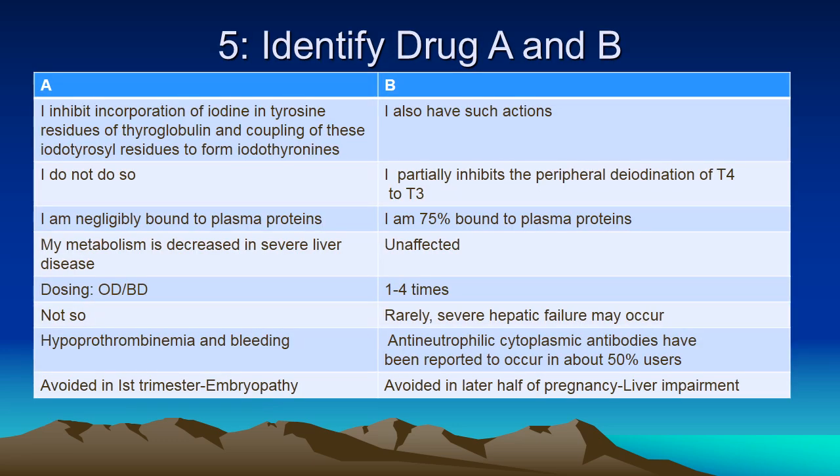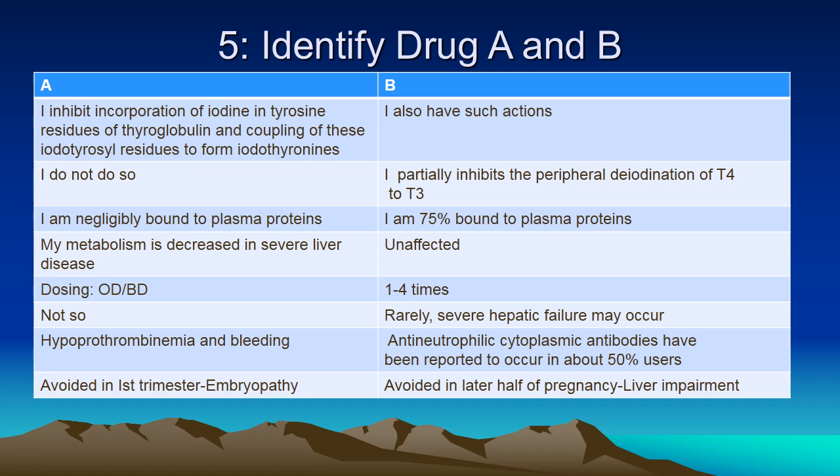5. Identify drug A and B. Drug A inhibits incorporation of iodine into tyrosine residues of thyroglobulin and coupling of these residues to form iodothyronine. So, drug A inhibits the steps for synthesis of thyroxine. Drug B also blocks these steps in synthesis of thyroxine.